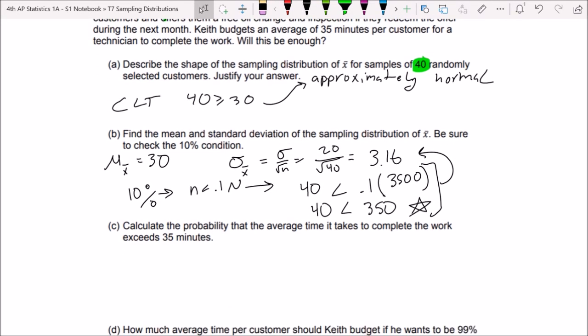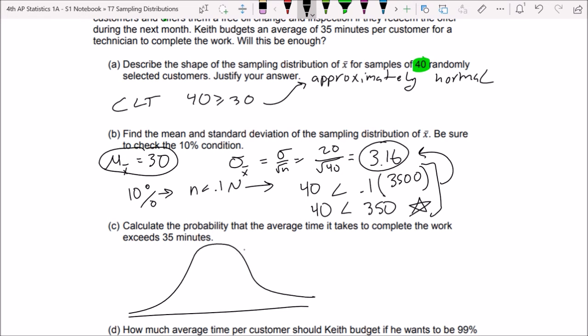We need to calculate the probability that the average time it takes to complete the work exceeds 35 minutes. Well, let's use the information that we have above. We already said that it's approximately normal in part A, and in B, we found the mean and the standard deviation. So I always draw a picture of the normal distribution. For whatever reason, it just gives me a high degree of confidence in knowing what to do in the calculator. So 35 is there, exceeding 35 minutes. And so now we can head on over to the calculator and type this in.